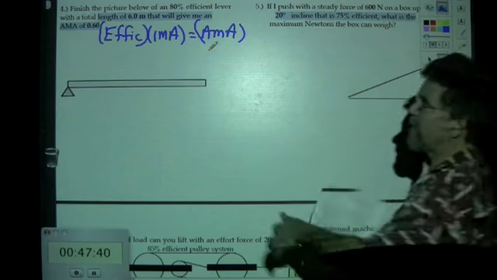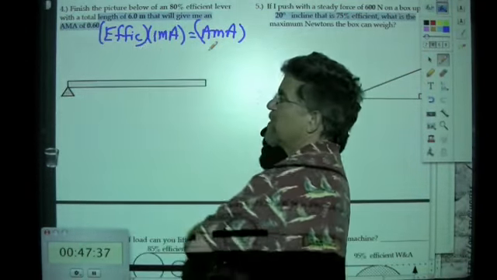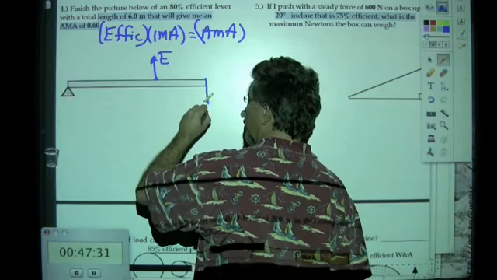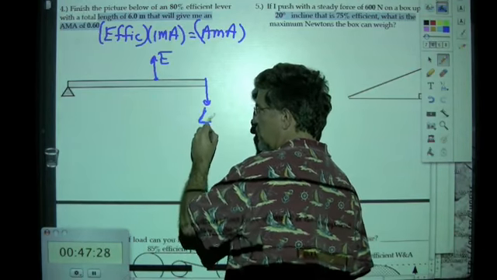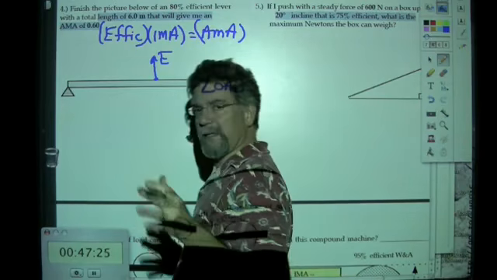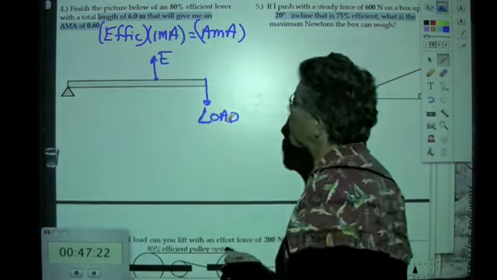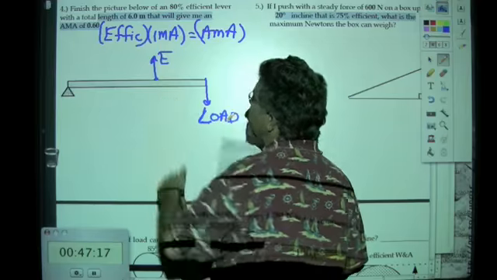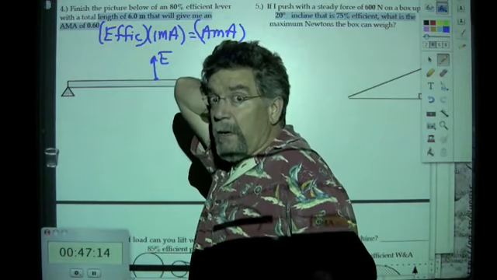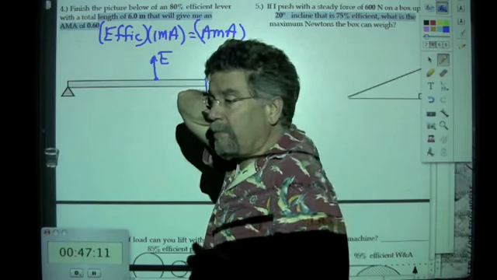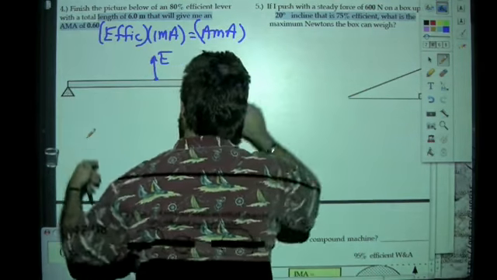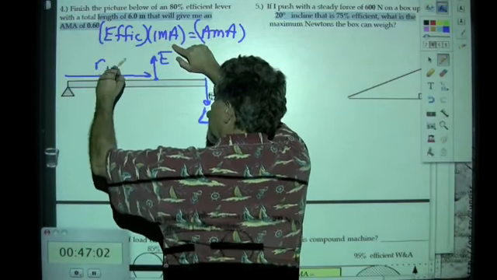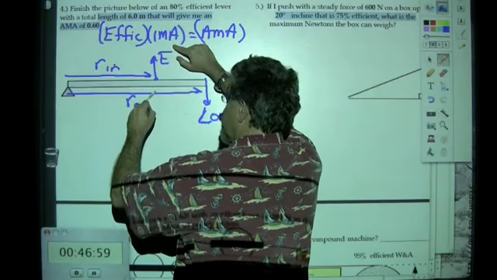So if that AMA is 0.6 and it's about 80% efficient, it's a third class lever, which means I'm going to have an effort somewhere here, and my load, or call it my resistance, somewhere here. So let's go through, and using this formula, there's my 0.8. If I can find my IMA, IMA is R in over R out, which is the same thing as distance in over distance out, R being the radius as this thing turns. So this will be my R in, and this will be my R out.